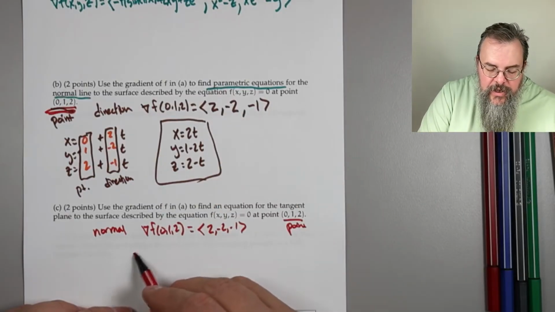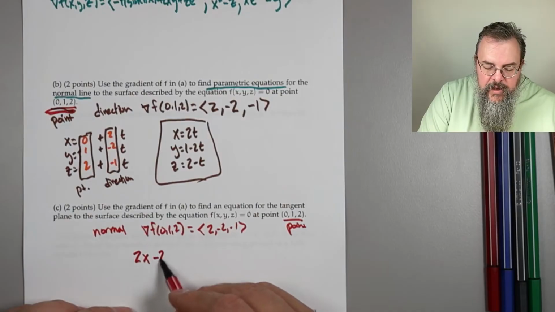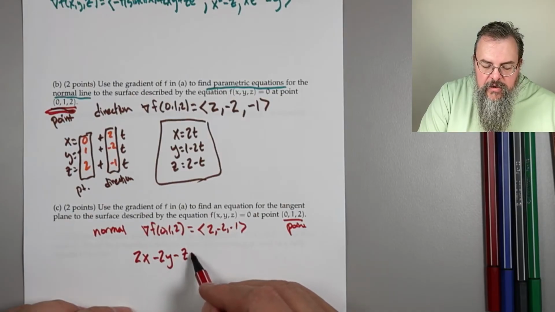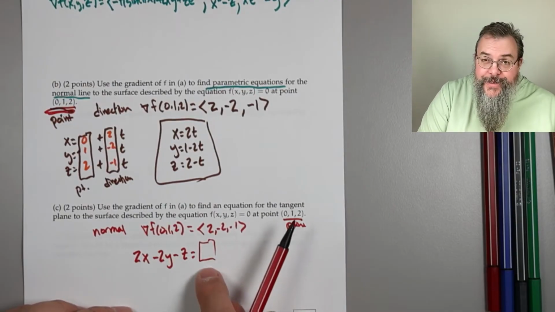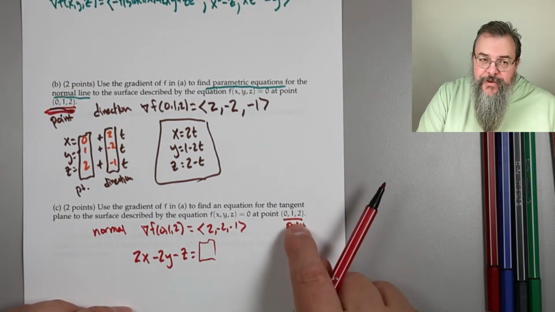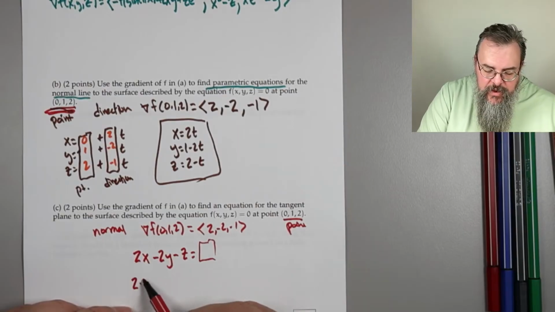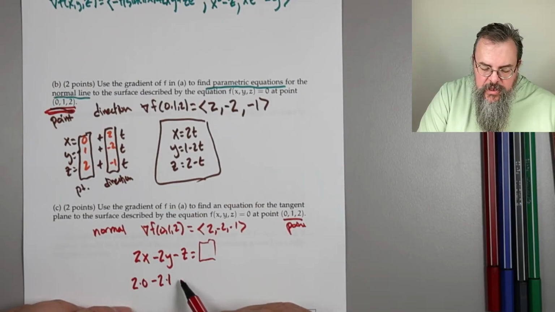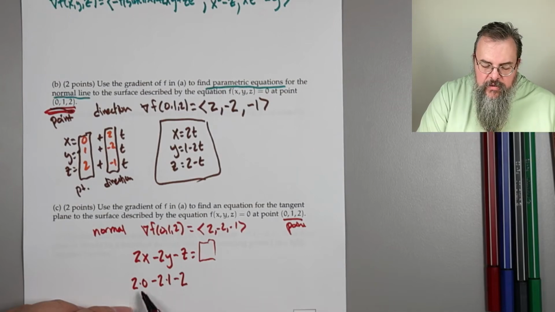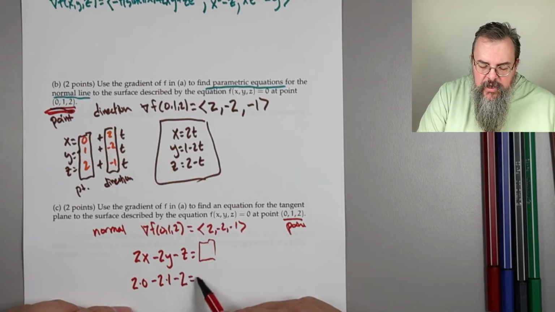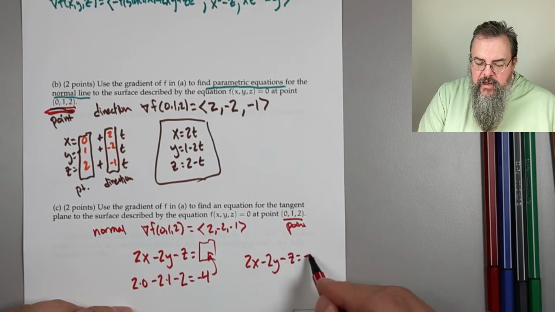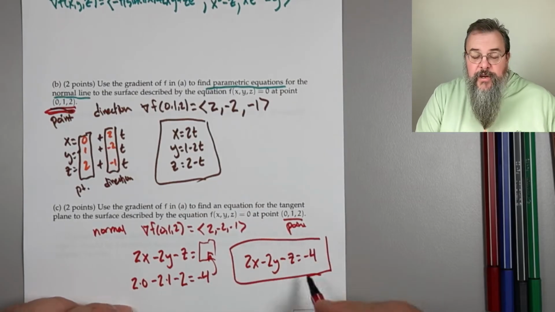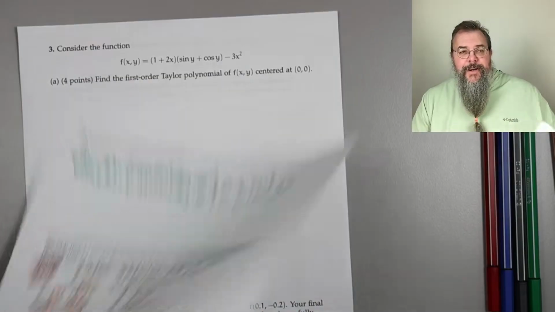And so we get, those are our coefficients, 2x minus 2y minus z equals something. What goes here? What's in the box? Well, that's when you use your point. You have 2 times 0 minus 2 times 1 minus 2. Well, that's 0 minus 2 minus 2. That's minus 4. That's what goes there. So we have 2x minus 2y minus z is minus 4. There's our plane. Number 2 is done. On to number 3.